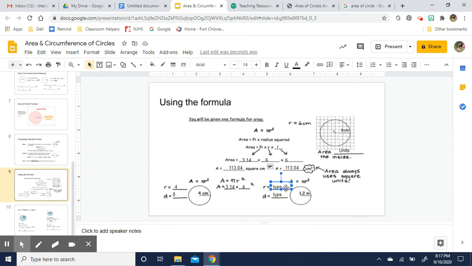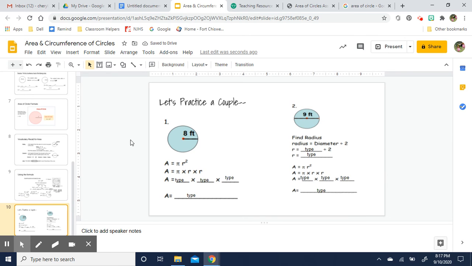Right here, our radius is 1.2. That means our diameter, 1.2 times 2, which is 2.4. All right, let's practice a couple.